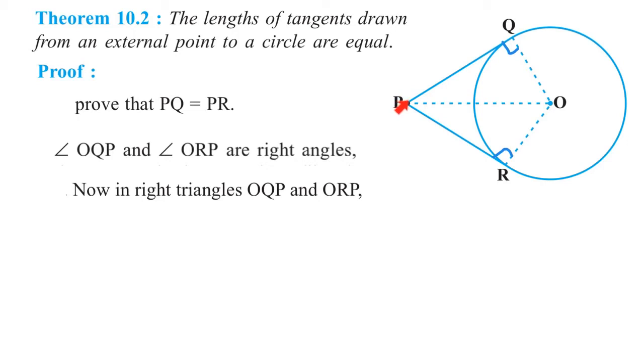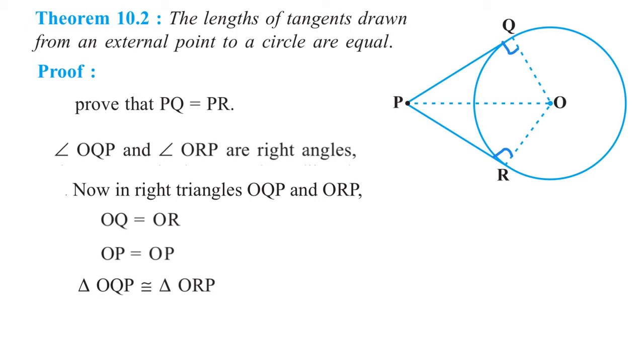What do you observe? We observe that OQ is equal to OR. Why do we say that? Because they are radii of the circle. And PO is the same as OP. Why do we say that? It's the common side for both the triangles. So, we know that OQ is equal to OR and OP is equal to PO, the common sides. So, what can we conclude? We can conclude that the triangle OQP is congruent to triangle ORP.